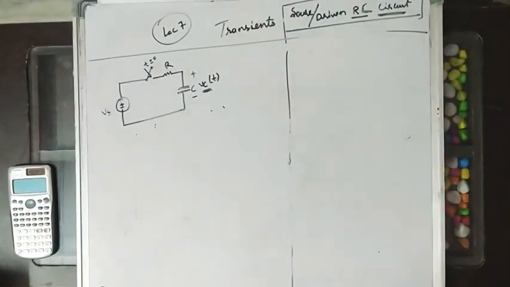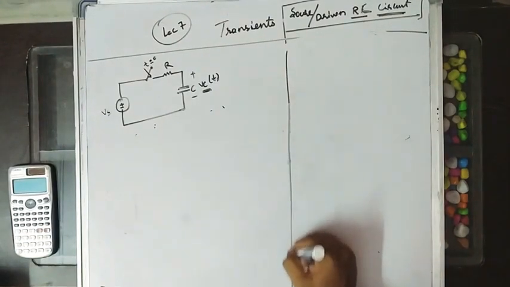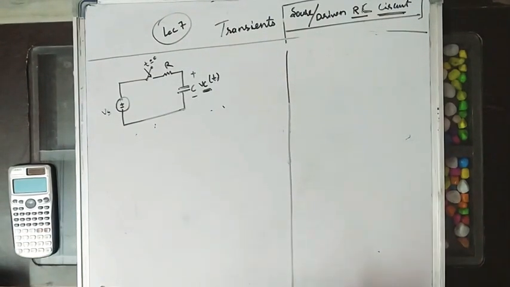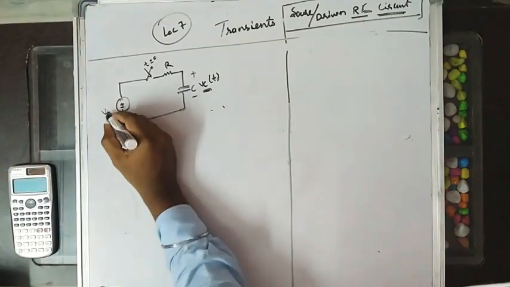Good morning, guys. In this session, we'll deal with the source-driven RC circuit. In previous sections, we dealt with the source-free RC circuit, and we found the response across the capacitor by taking an initial voltage V0. Now, similarly, we'll take the same approach, but we are adding a source here.